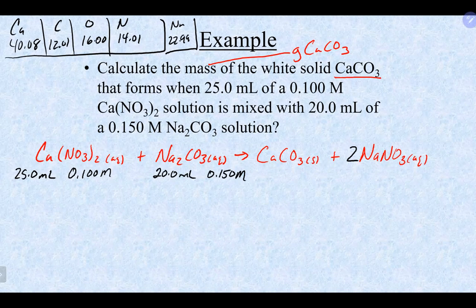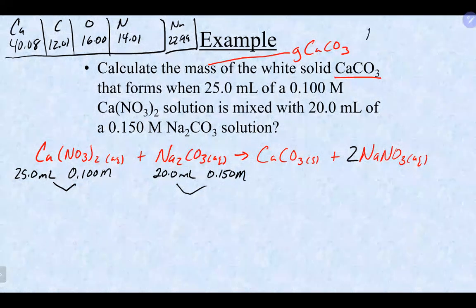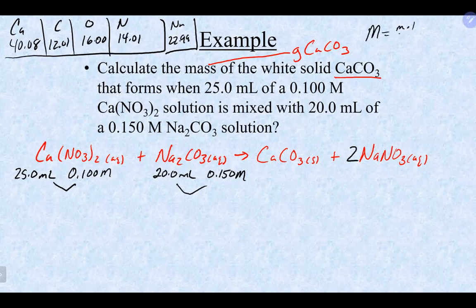The next thing we want to think about is the type of problem that it is. In this case, we're mixing 25 milliliters of 0.1 molar calcium nitrate with 20 milliliters of 0.15 molar sodium carbonate. Is this a basic stoichiometry problem or a limiting reagent problem? It is a limiting reagent problem because we have molarity, which is moles per liter. We weren't given the liters, but we were given the volume, so we definitely could get to moles of each of these. Once again, that tells us this is a limiting reagent problem.